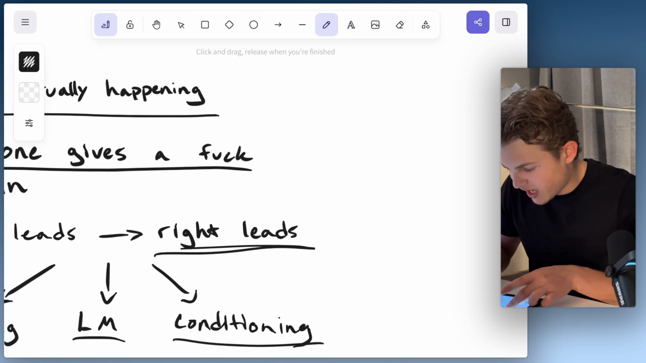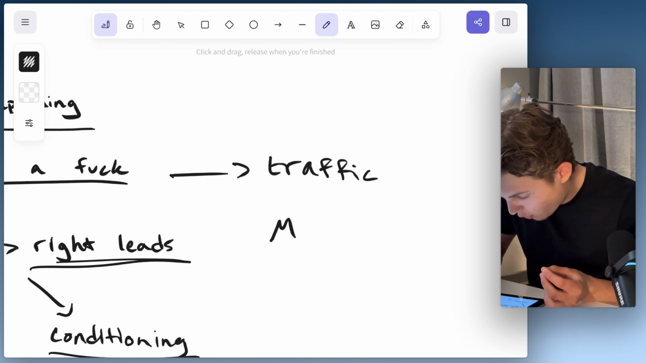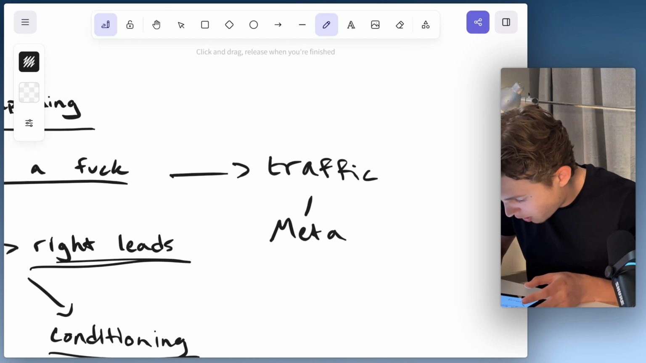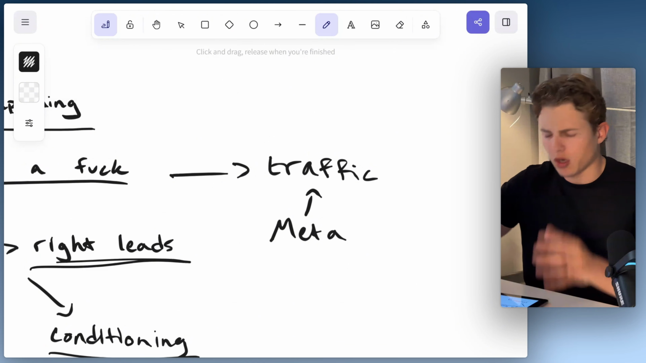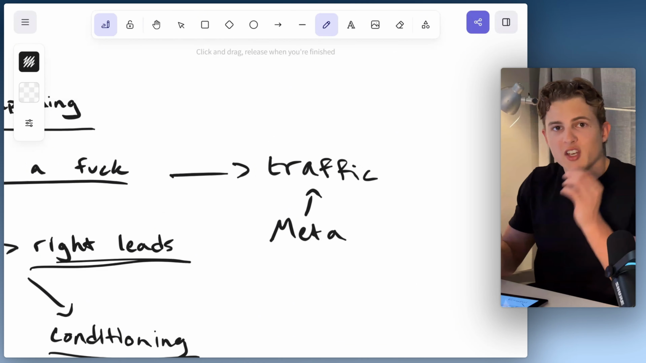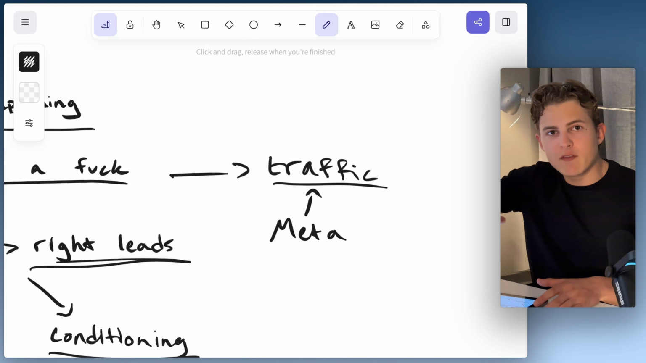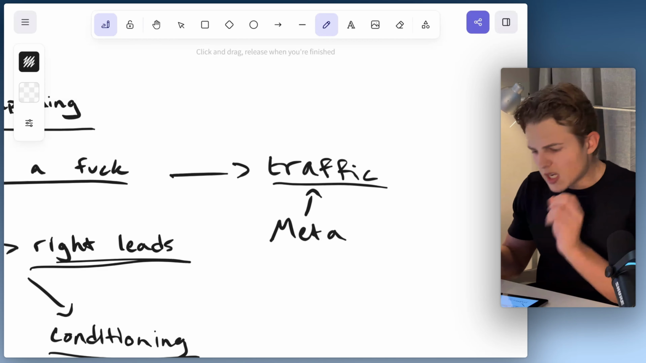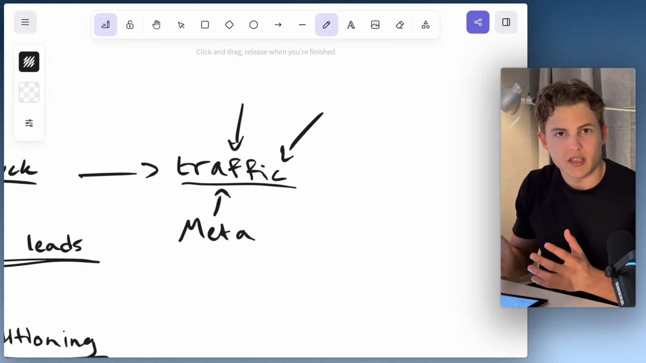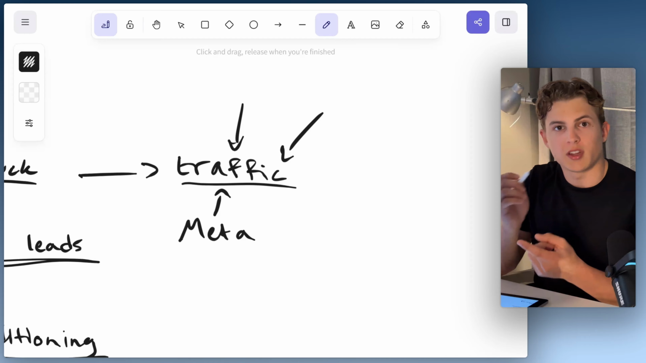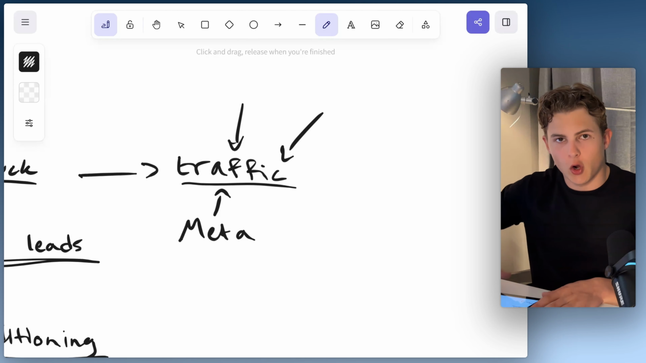But what you need to understand is that this is not a traffic problem. You can go on Meta and buy as much traffic as you want. The problem is never traffic. You can always throw money at things. You can always buy traffic. But just to clarify, the problem may be that your traffic quality is shit, but the problem is never the volume of traffic that you get. The real problem is that you're not able to convert this traffic into leads. That's the real problem. You're not able to attract the right traffic and convert the right traffic. That is always going to be the problem.